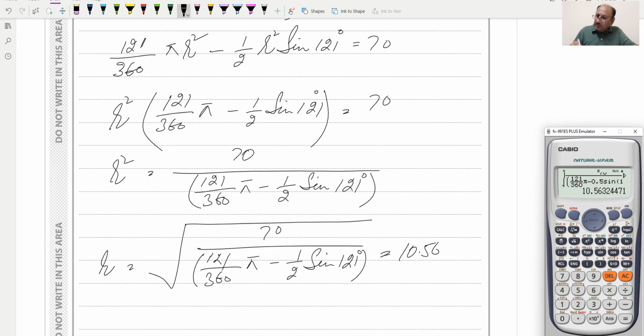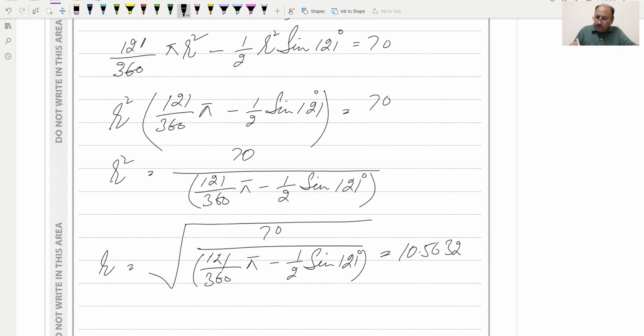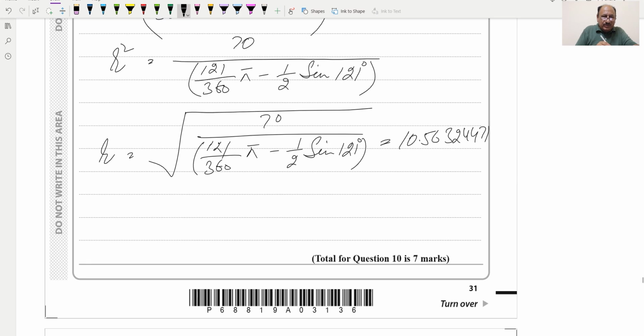10.56. I will write all the digits: 32, 44, 32, 44, and 71. So this is what we have written, all the digits. So now, the unshaded area will be equal to what?